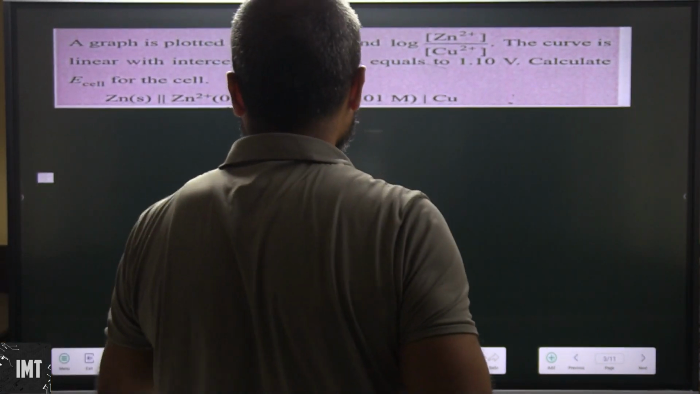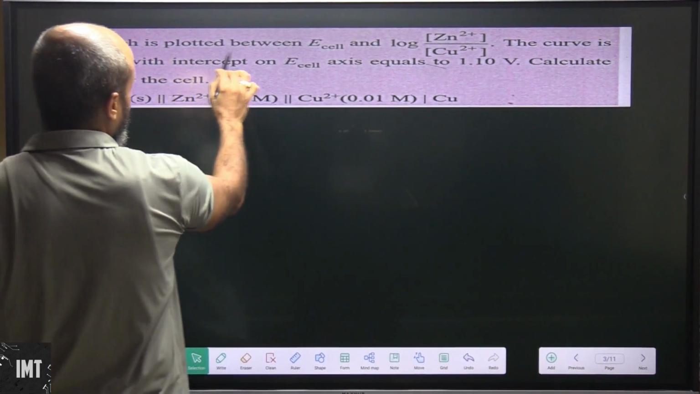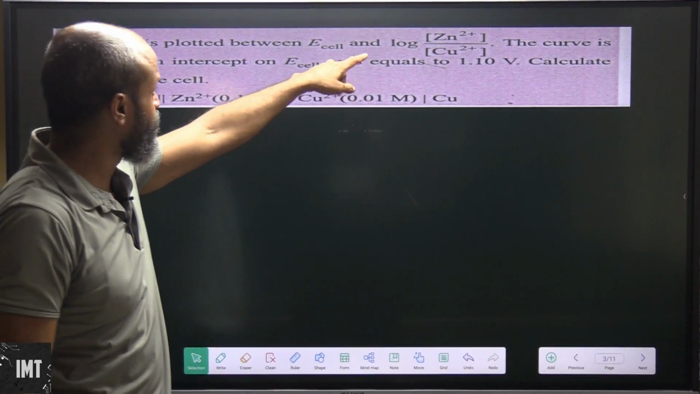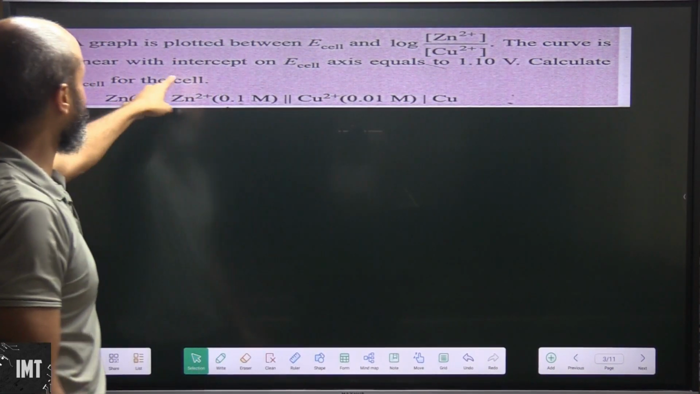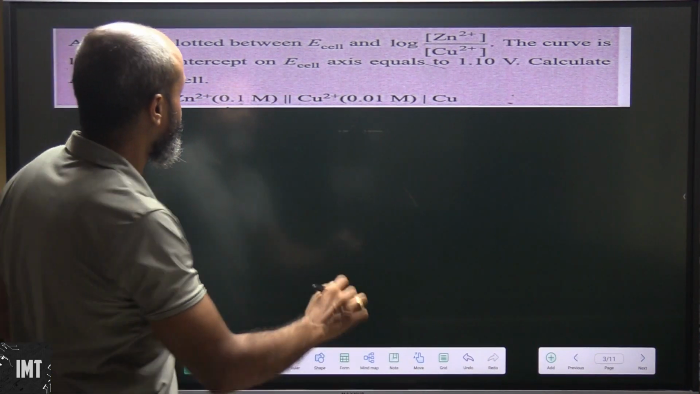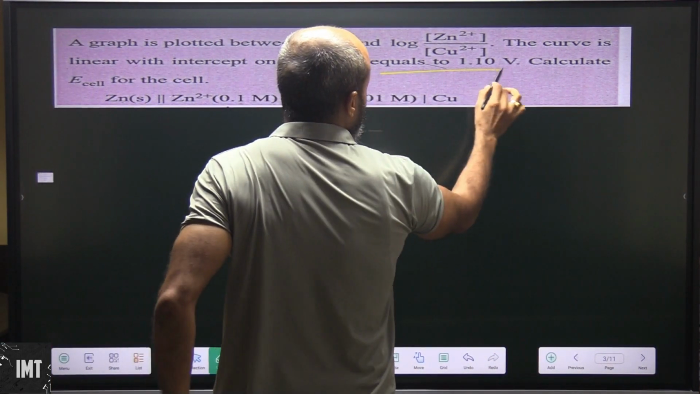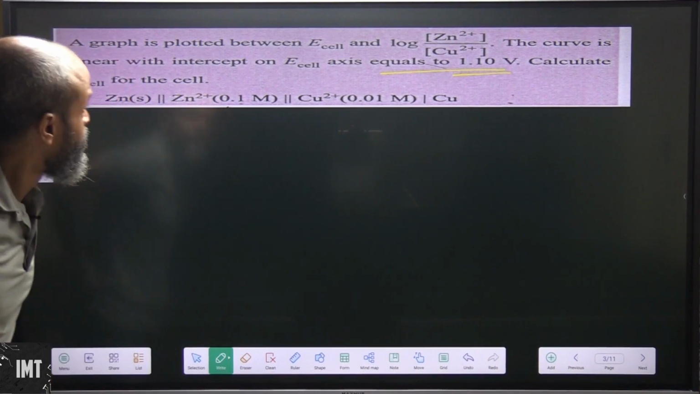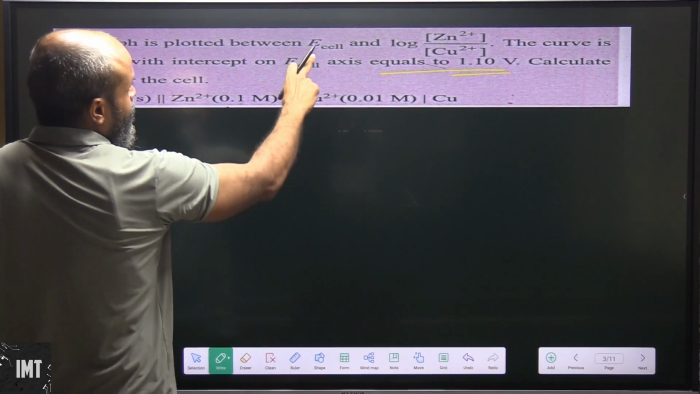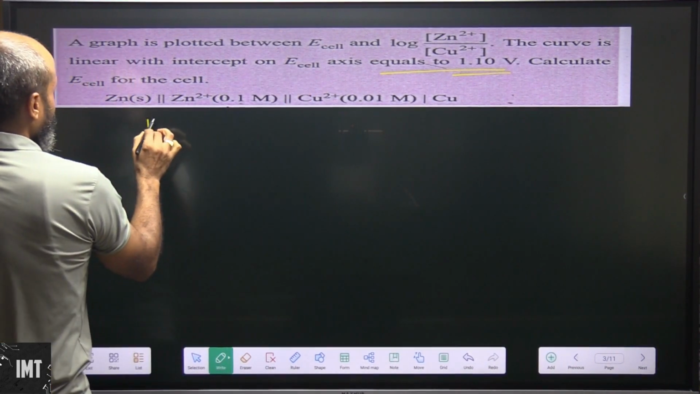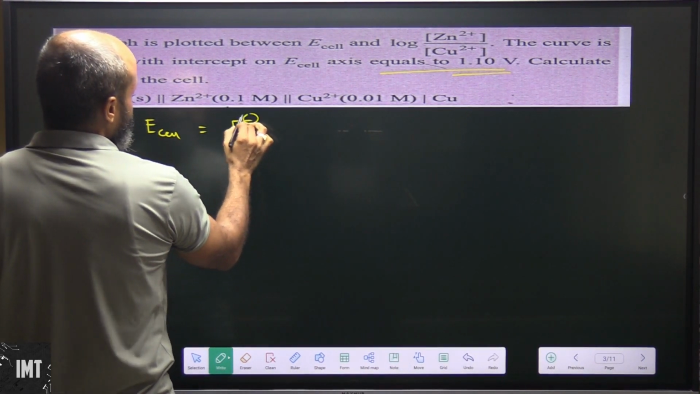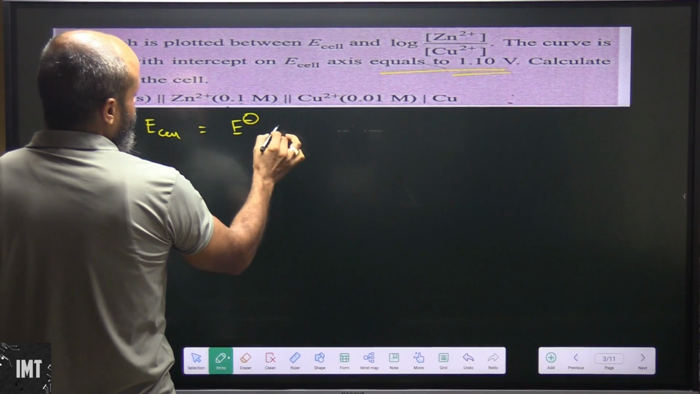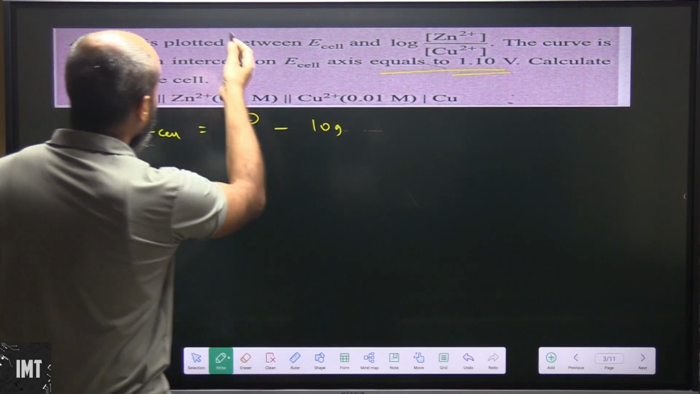Alright people, the next question that we have here is: a graph is plotted between E of cell and log Zn2+ upon Cu2+. The curve is linear with the intercept on the E cell axis equal to 1.10. So the graph is plotted between E of cell and this. By the Nernst equation, E of cell is equal to E standard minus log of, what will be the reaction here?